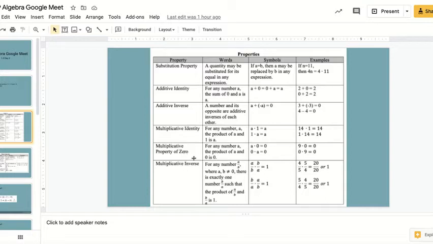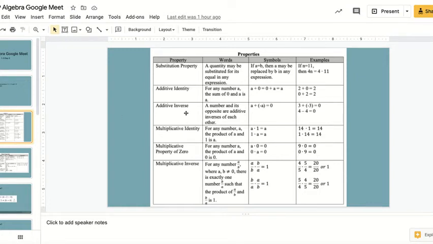Here with the multiplicative identity, remember if we multiply by 0, that's something else, that's the property of 0, but we multiply by 1 to keep that number the same. Identity is the same, the number stays the same. I highlighted the multiplicative property of 0. That's just saying when you multiply by 0, you will always get 0.